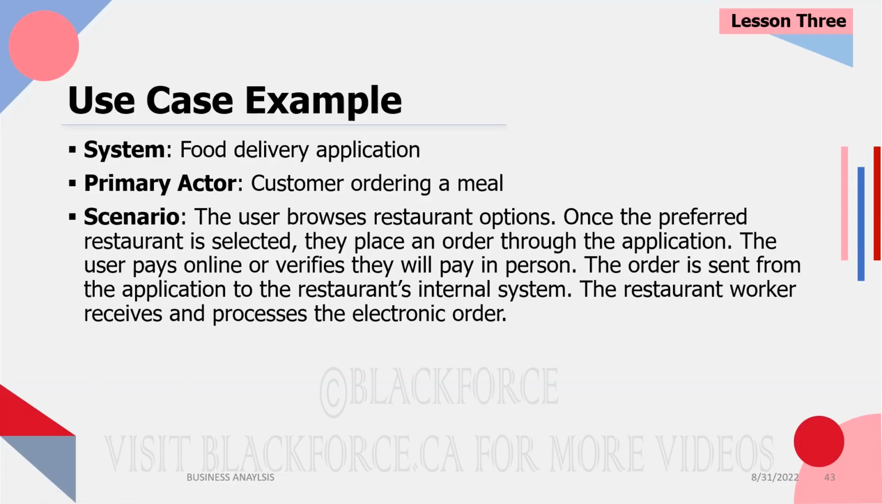Let's look at the example of a food delivery application for a use case. This is the primary actor. Primary actor is a customer ordering a meal. So it says the user browses restaurant options. Once the preferred restaurant is selected, they place an order through the application. The user pays online or verifies they will pay in person. The order is sent from the application to the restaurant's internal system. The restaurant worker receives and processes the electronic order. See how big this is. This is going to take months for developers to build.